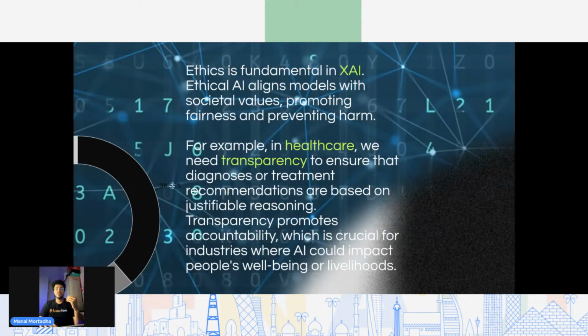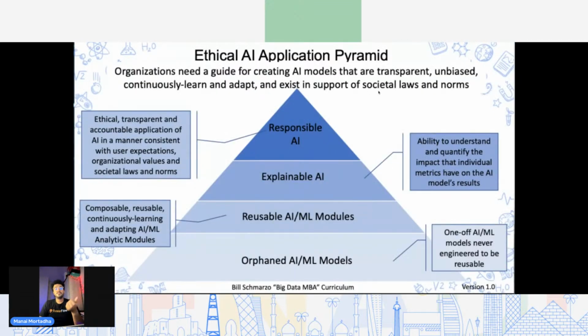So now we are going to see the pyramid of ethical AI applications. Organizations, as I told, need a guide for creating AI models that are transparent, continuously learning, and adaptable, and that exist in support of societal laws and norms.